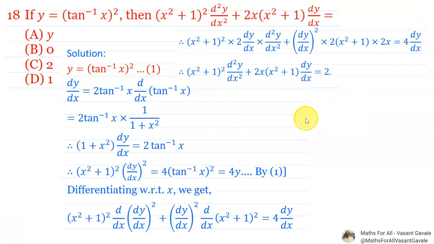आता पुन्हा दोन्ही साइड मध्ये आपण 2 into dy by dx cancel करणार, and then you will get here in bracket x square plus 1 bracket square d2y by dx square plus 2x in bracket x square plus 1 into dy by dx is equals to 2. Okay, and hence the option C हा या ठिकाणी कसा आहे तर तो करेक्ट आहे.